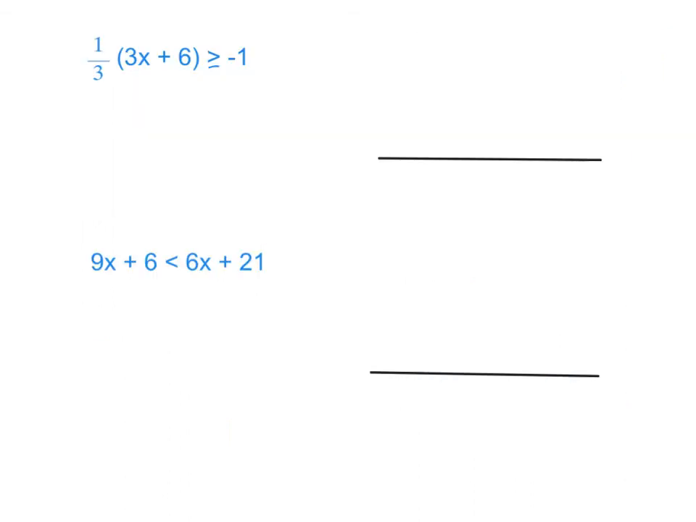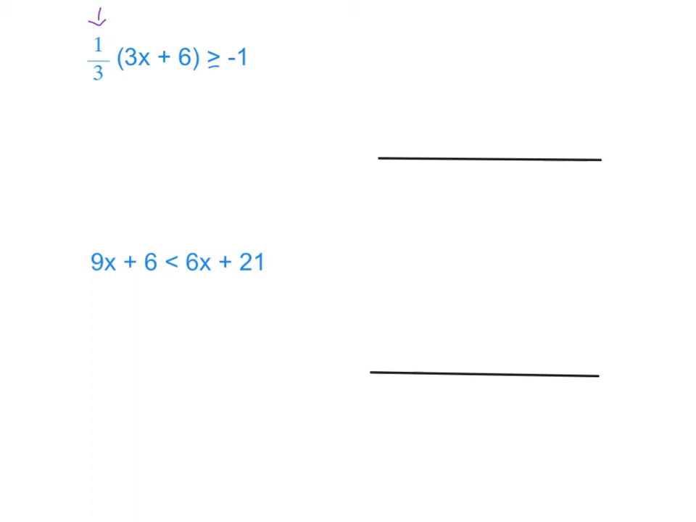Okay, let's try a couple more. All right, to solve this next one by the order of operations, we can do one of two things. We can multiply by distributing the 1/3, or we can divide both sides by 1/3, which is the same as multiplying by the reciprocal. So a couple different options.